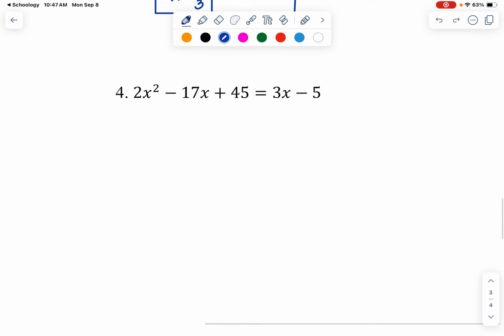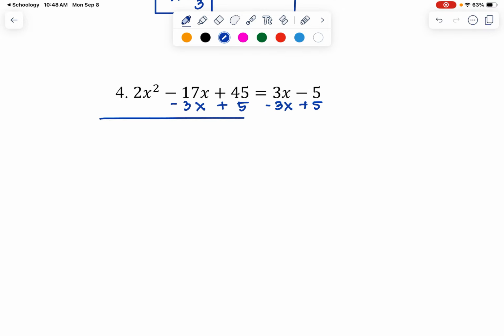All right, this one right here, I see x squared and an x, so I'm going to try to factor it, but it has to be equal to 0, so I'm going to subtract 3x from both sides and add 5 to both sides in order to get that to happen. So I have 2x squared minus 20x plus 50 is equal to 0.